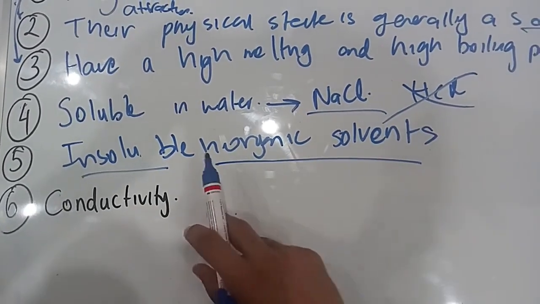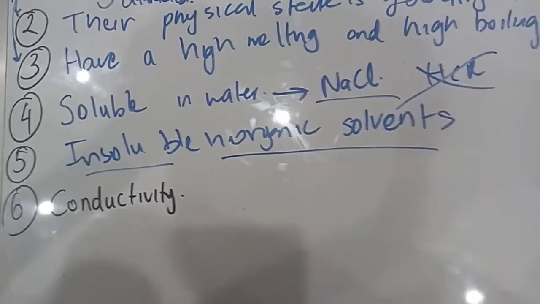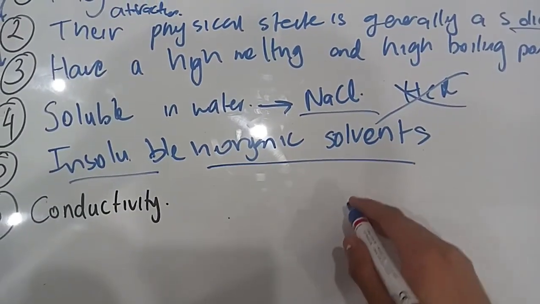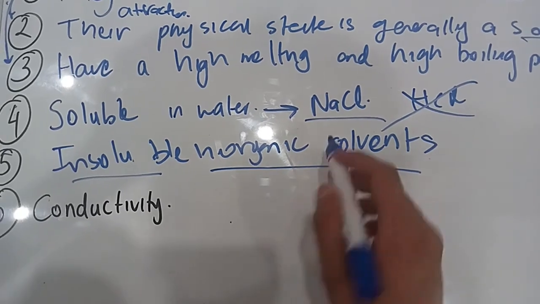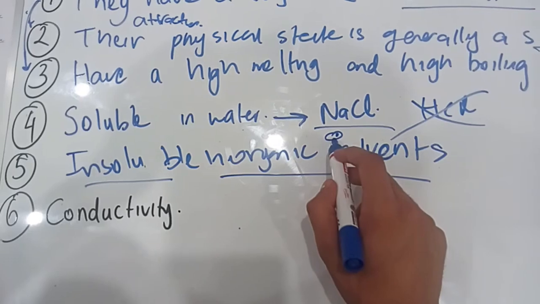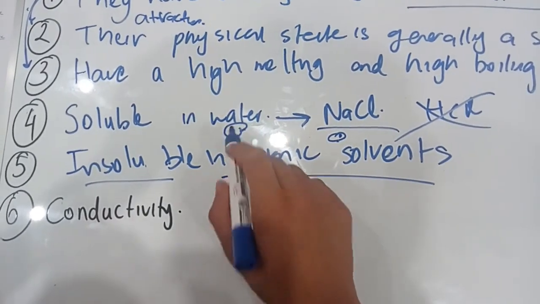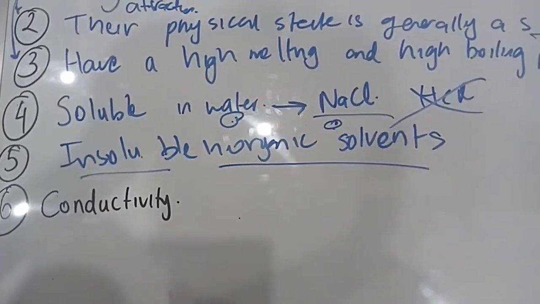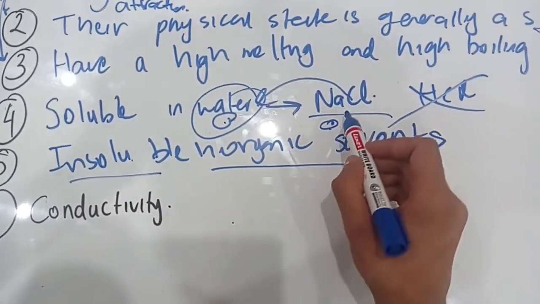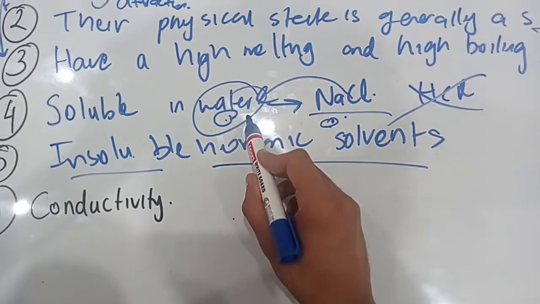So this is anything that contains carbon, and a solvent is something that something else dissolves in. If I mix sodium chloride in water, the water is the solvent. This is the main substance that the sodium chloride is going to get dissolved into. This is the solute, and this is the solvent.